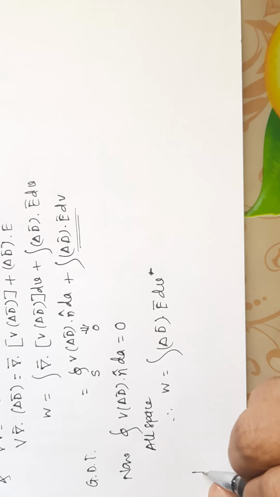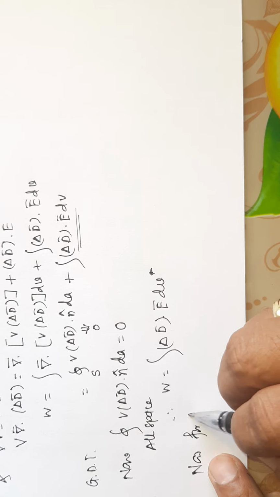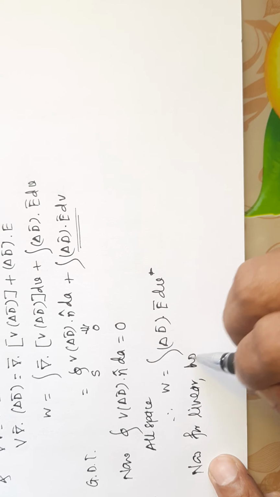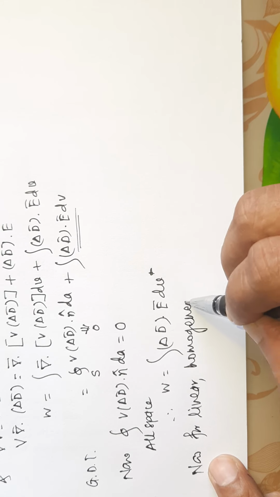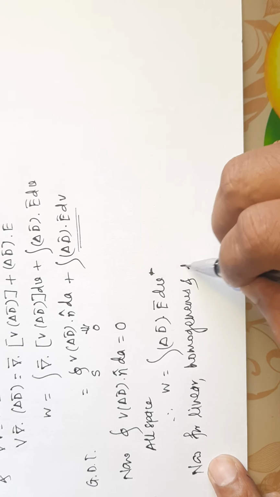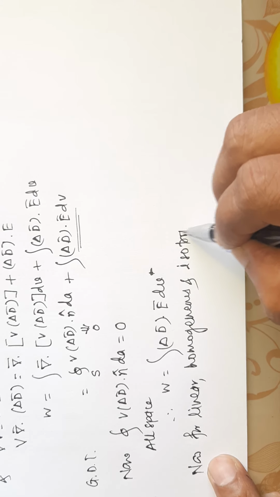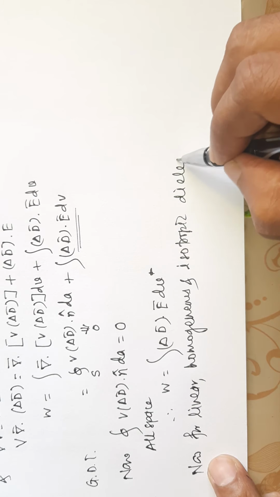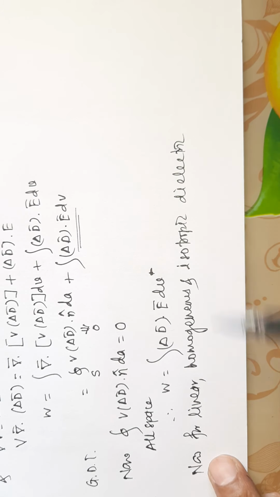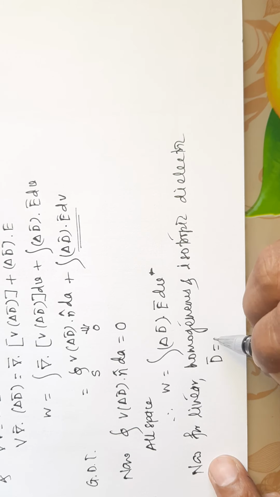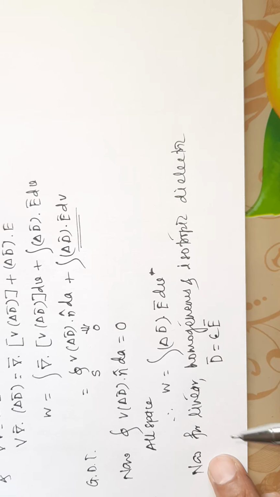Now here we have considered a linear, homogeneous and isotropic dielectric. When the dielectric material is linear, homogeneous and isotropic, then we know the equation that D bar is equal to epsilon times E bar.